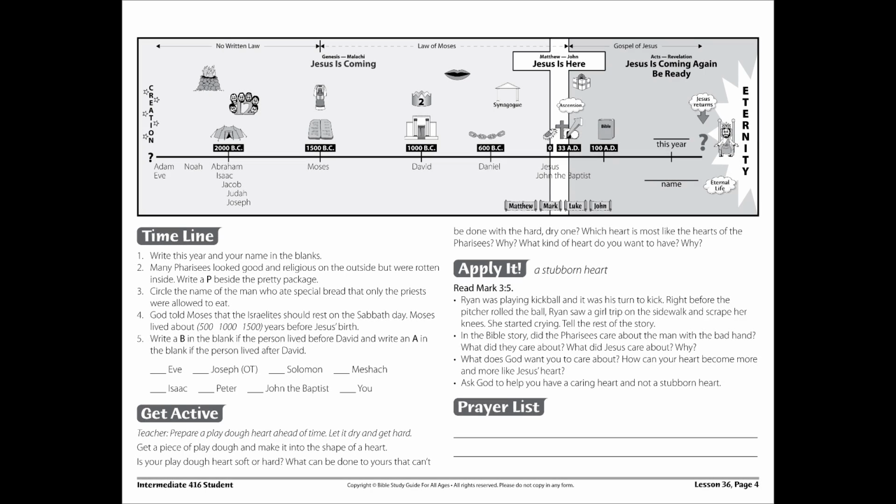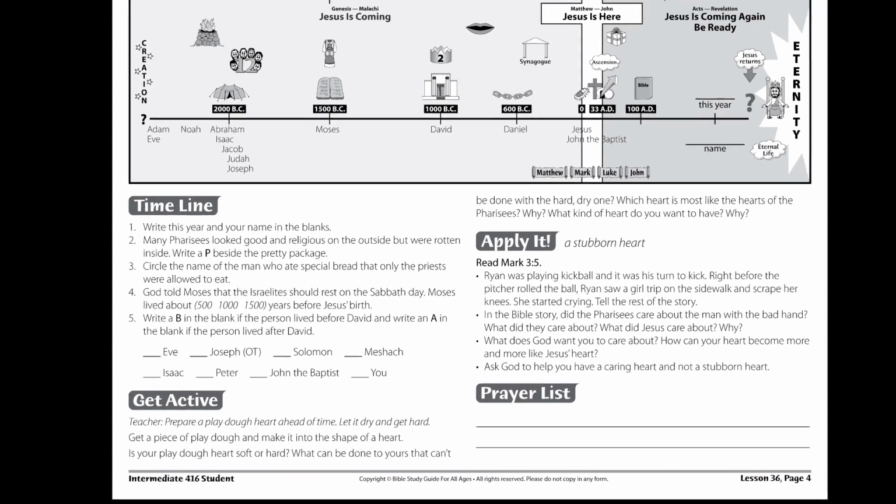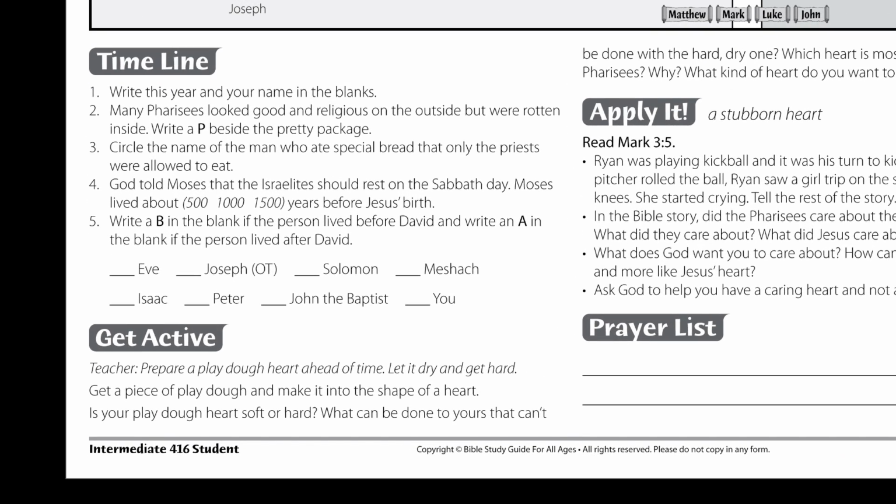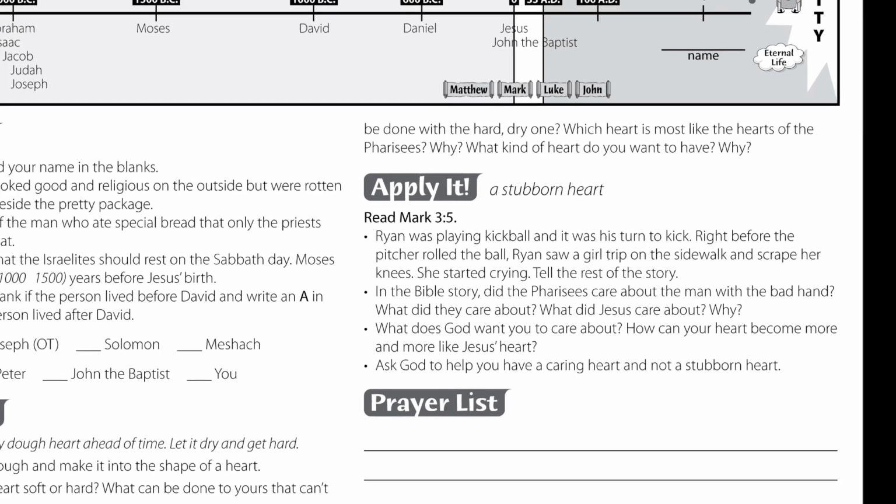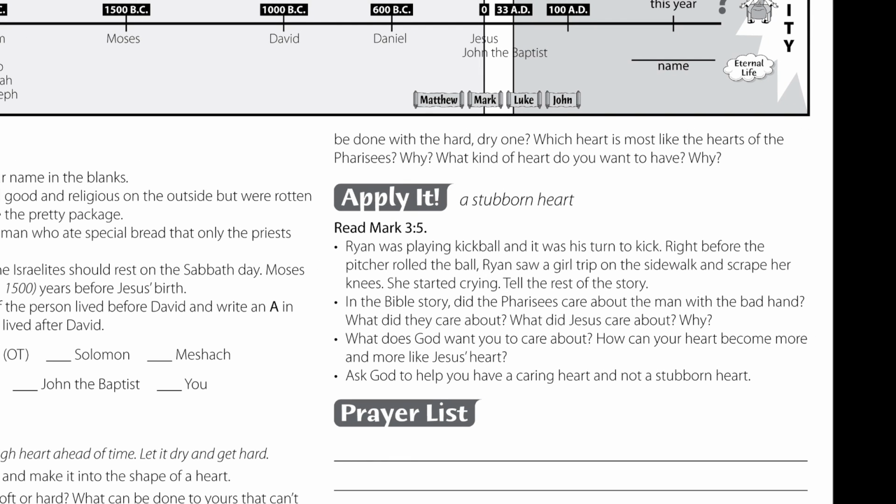After the timeline or map, students have an active game or project that gets them away from their student page for a while. This fun activity helps them get ready to apply what they have learned from the Bible to their own lives. After that activity, they go to the Apply It section. This is where they start applying the Bible text to themselves.